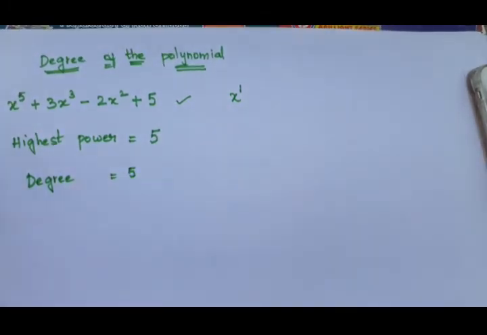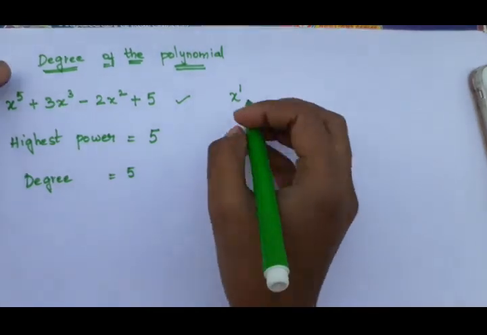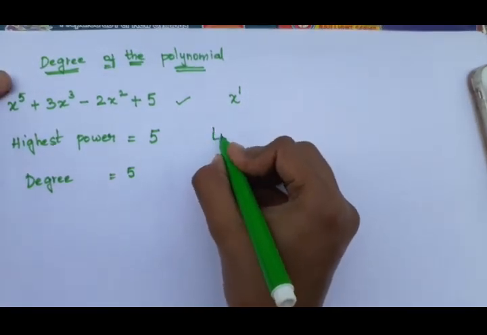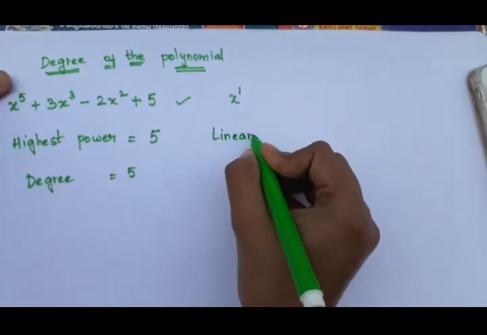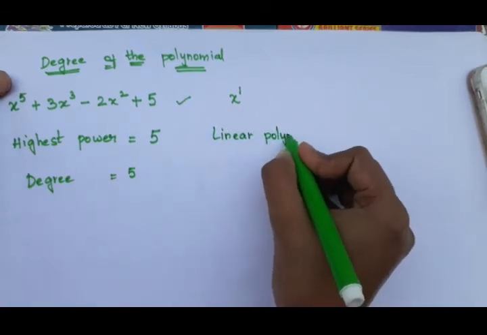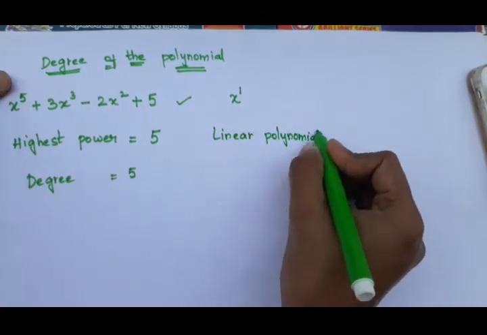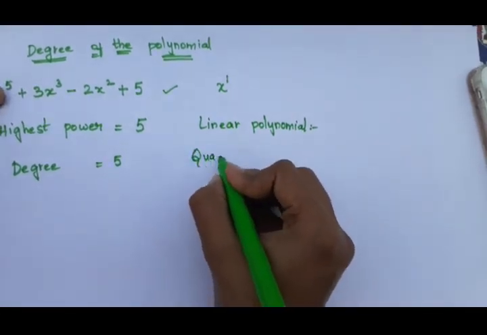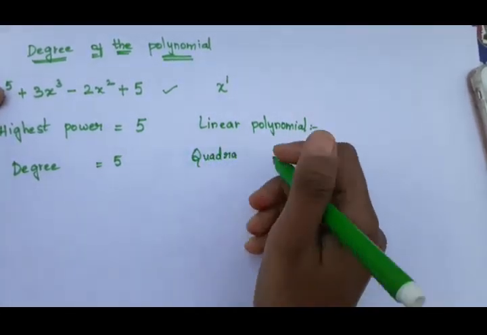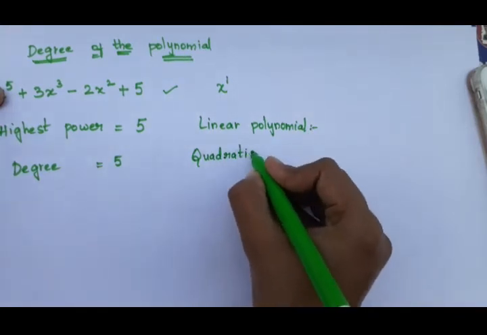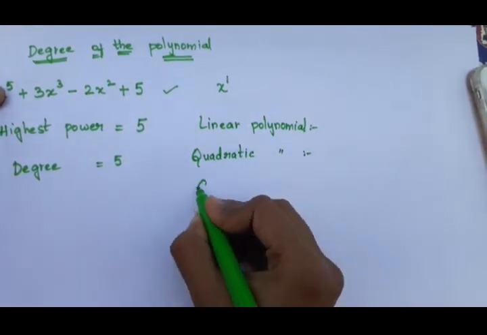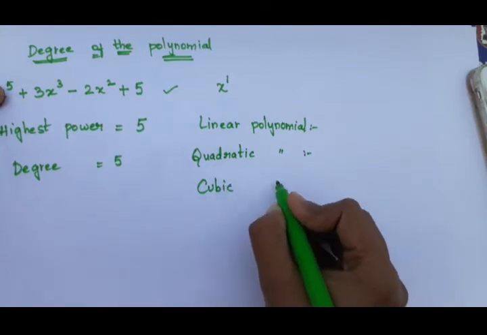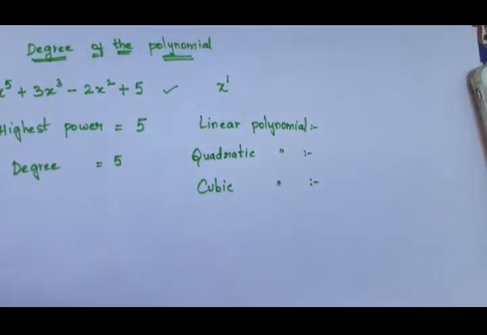Okay, next, see here, now linear polynomial, quadratic polynomial, cubic polynomial. Now what do we mean by linear polynomial?